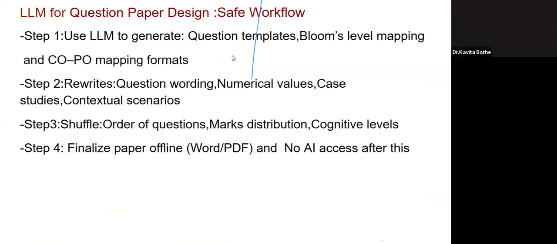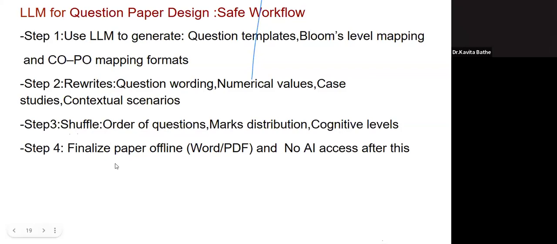So what are the different steps that we can use, or we can call it a safe workflow? When dealing with this, what is step number one? Step number one is to use the large language model to generate the question template, Bloom level mapping, CO-PO mapping format and related things. Then, once it has generated that, we must rewrite the question wording, the numerical values, and case studies. Then you can shuffle the order of the questions, mass distribution, and cognitive level, and the paper must be finalized offline. There should be no access to that afterward.